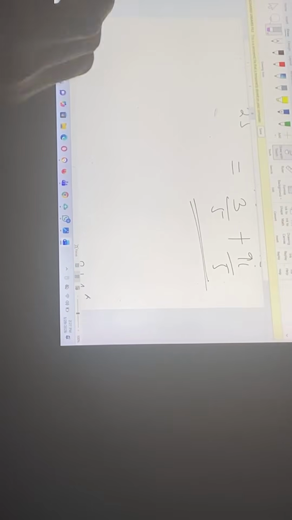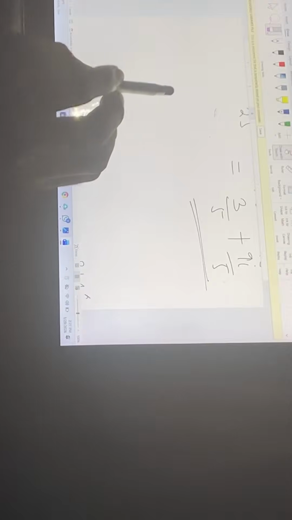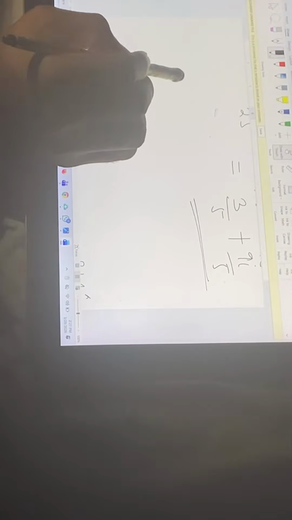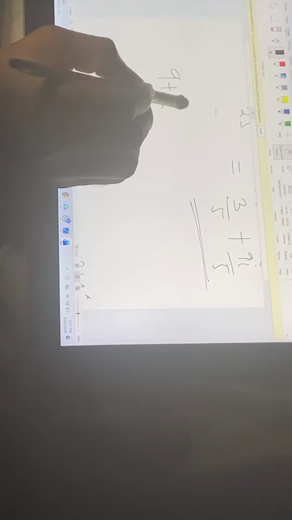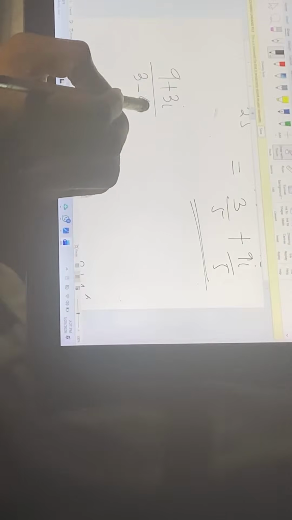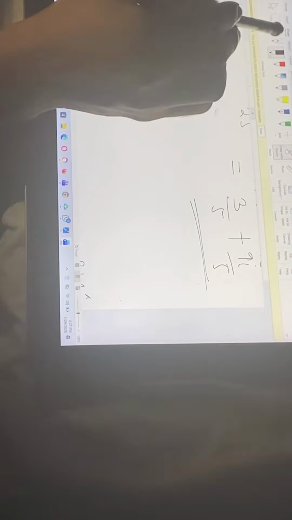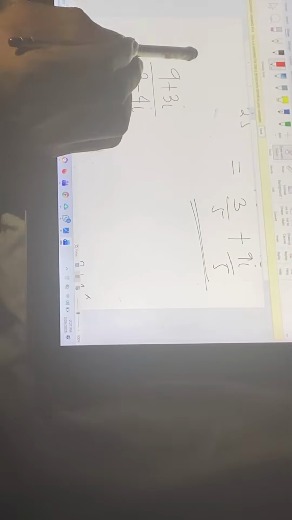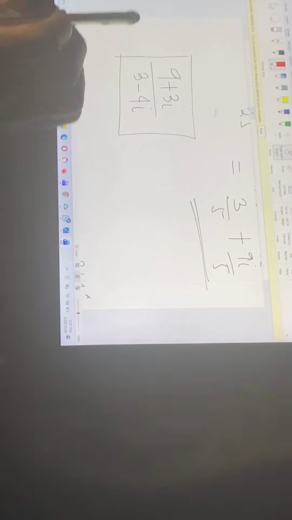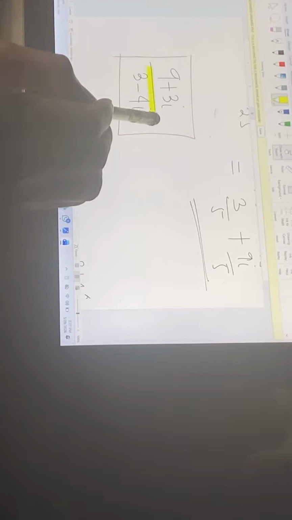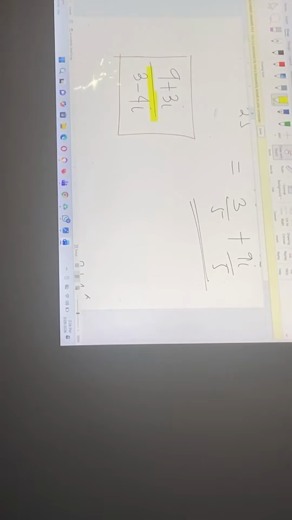All right, class. Remember, this is the equation given to us here: 9 plus 3i over 3 minus 4i. This particular expression is a complex number because of the i units. The sign here is division, so it will be division of complex numbers.